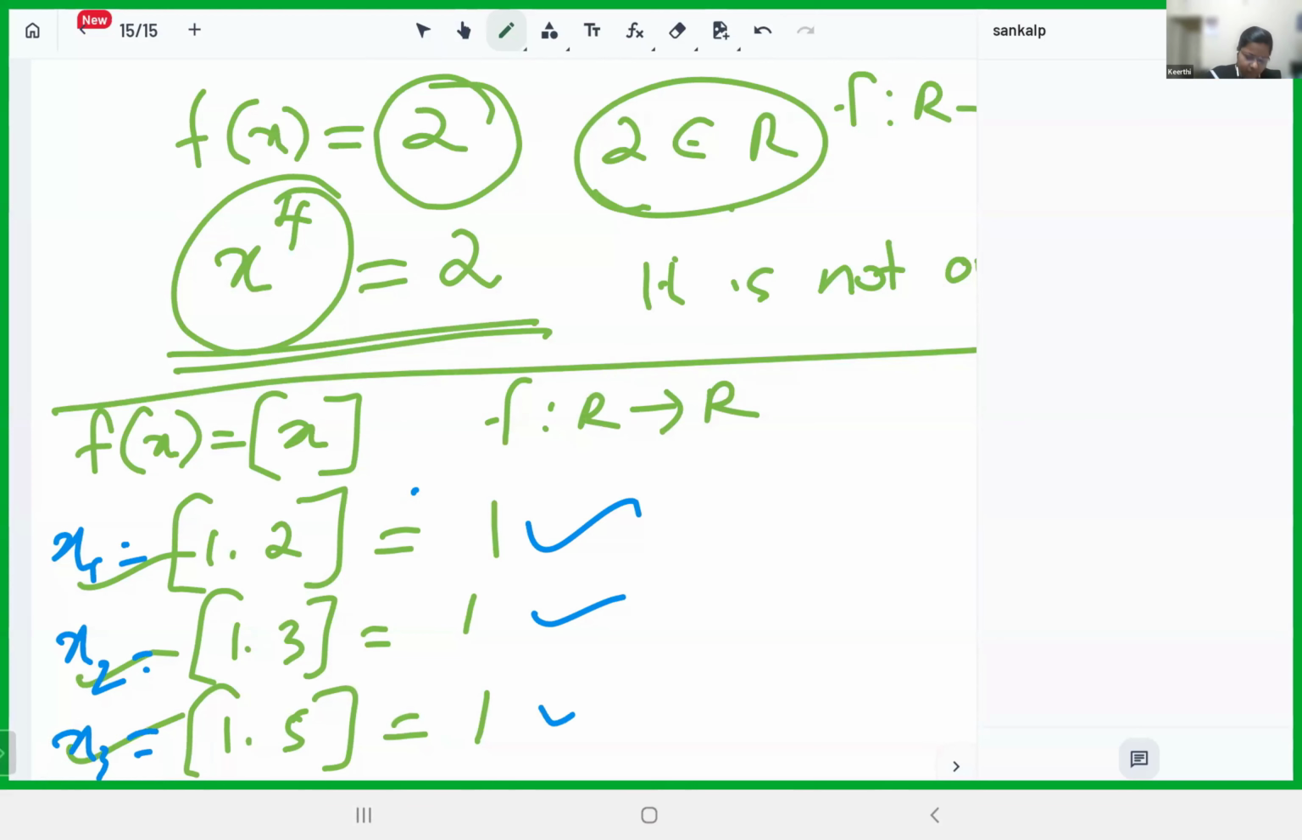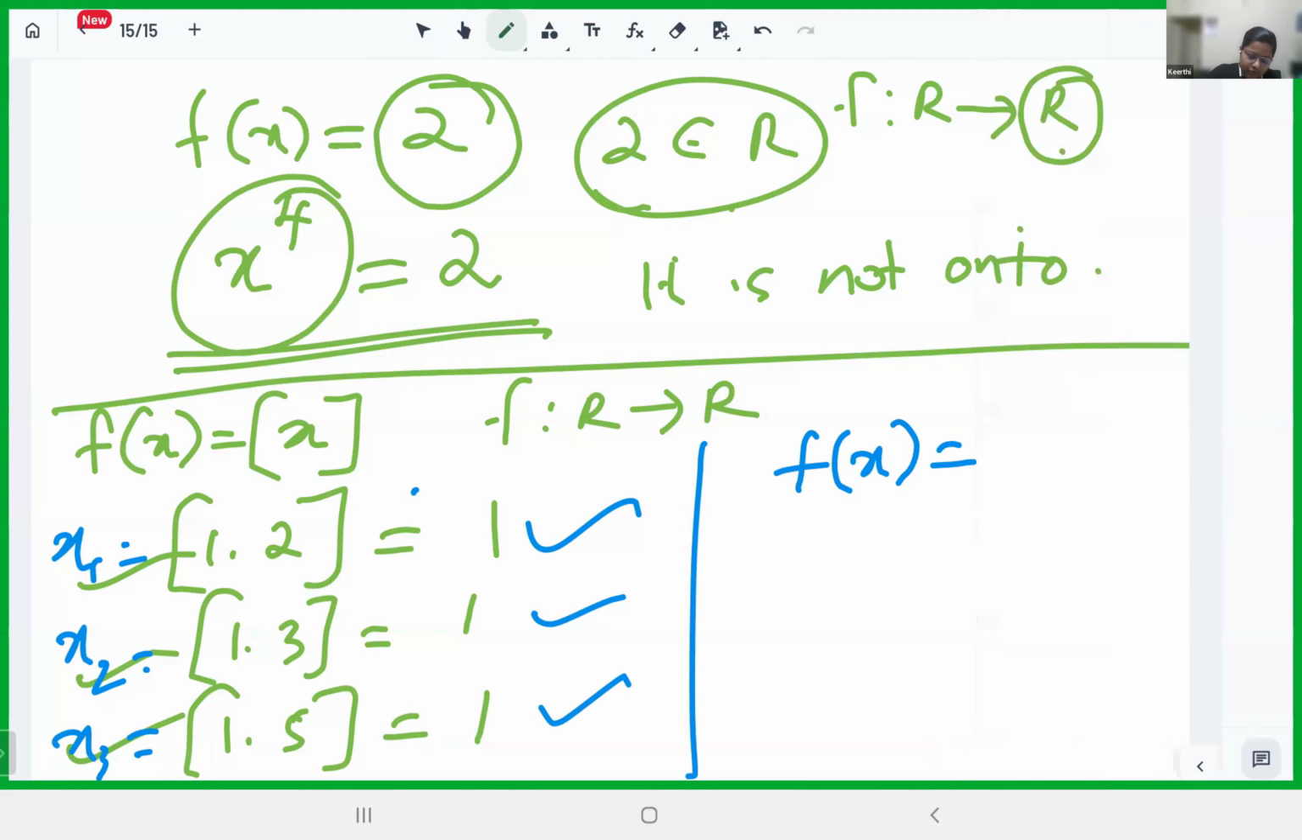So we are getting the same values of f of x for different x values. So clearly it is not one-one. All right. Now, what about if I take the value f of x is equal to 1.2? It belongs to R. All right.